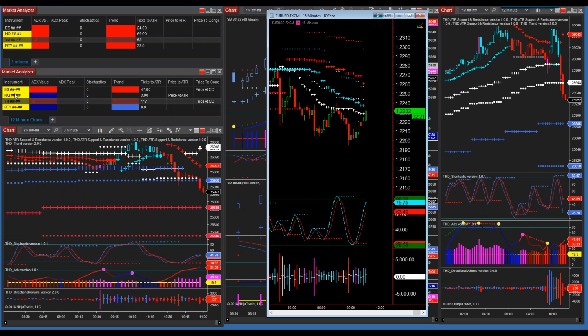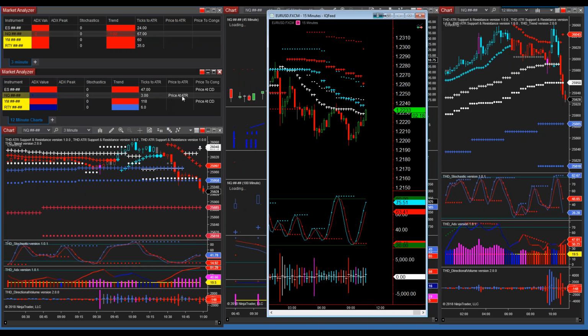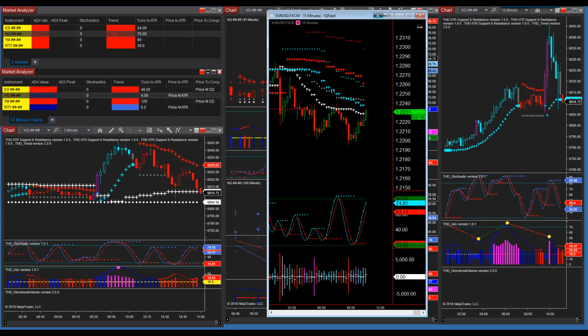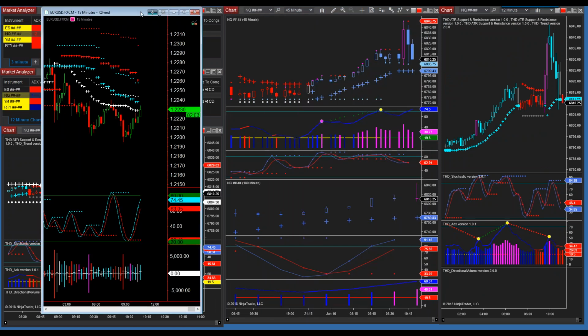You do have the NASDAQ at the ATR. Again, it's showing you here. This column is telling me it's 3 ticks of the ATR. It's right on the ATR now. So I can look at this and say, okay, is this one I want to enter or not? And no, because we're coming down to this ATR.